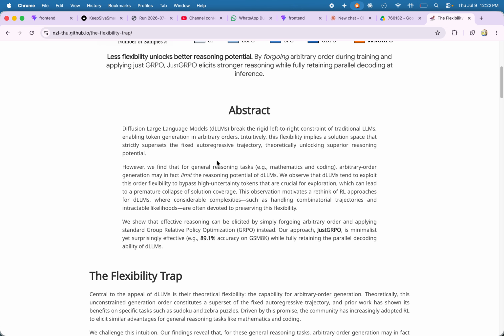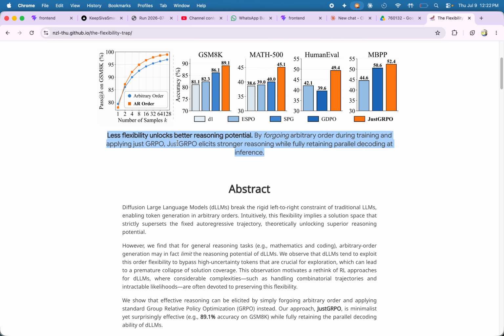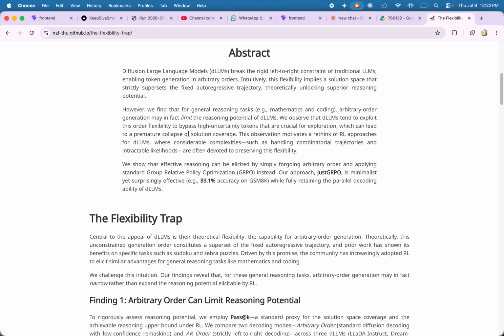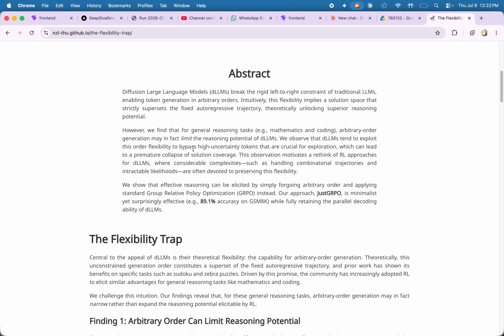So let's go on to see what they're saying. This is the same thing which I said, right? With just GRPO, they're saying reasoning is better now. So it's getting validated across all the different types of datasets. So now, diffusion large language models break the rigid left to right constraint of traditional LLMs in token emission, allowing arbitrary orders.